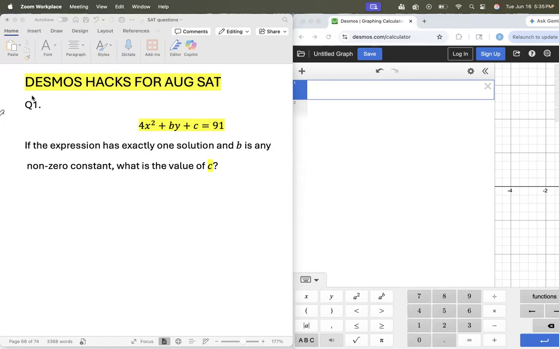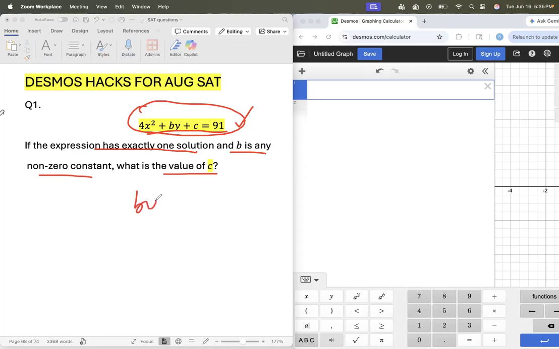The first question is very interesting. You have to be able to identify with algebra. This expression has exactly one solution, and b is any non-zero constant. What is the value of c? You can see that this is a quadratic equation. Rewrite it in the standard form and then put it in Desmos before you solve it. Otherwise, it becomes difficult. This is how you use algebra and Desmos together.